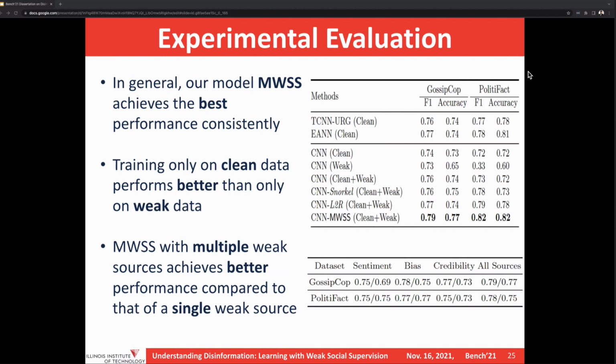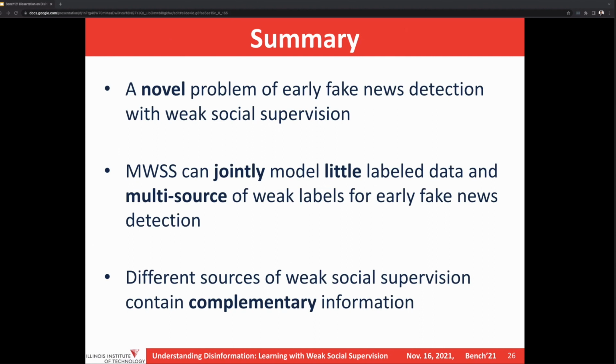and we observe that the proposed method can consistently achieve the best performance in terms of early fake news detection on different data sets. And we also show that the proposed model with multiple sources of weak social supervision can have better performance than single ones.